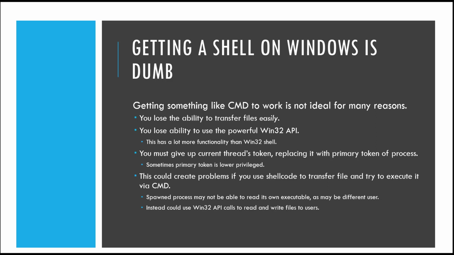Some other issues: if you make use of shellcode to transfer files and then execute it via command prompt or the equivalent of it, then your spawned process may not be able to read its own executable, as it may be a different user. So who's the user? What's the token? That all can come into play to haunt you. If you're using the Windows APIs, then it's much easier to read and write files to different users.